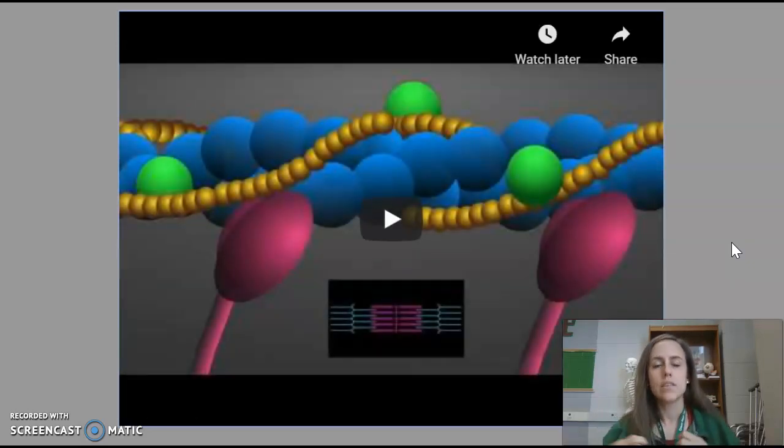So what we need to know for this class is that when myosin binds to actin and moves it, that is what causes a muscle contraction. And we need the presence of calcium ions and ATP in order to allow actin and myosin to bind together.